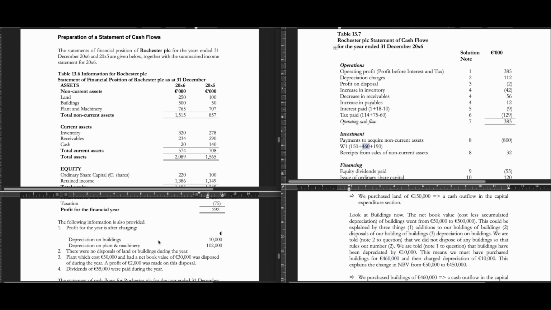And then the third thing is plant and machinery. We started off with 707 of plant and machinery. We ended up with 765. There was a disposal of plant and machinery. Plant which cost 50,000 and had a net book value of 30,000 was disposed of during the year. A profit of 2,000 was made on this disposal. Well, let's leave the disposal for a minute.